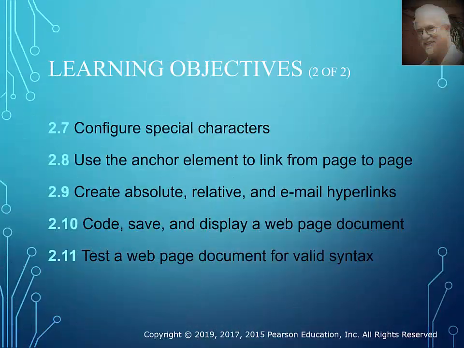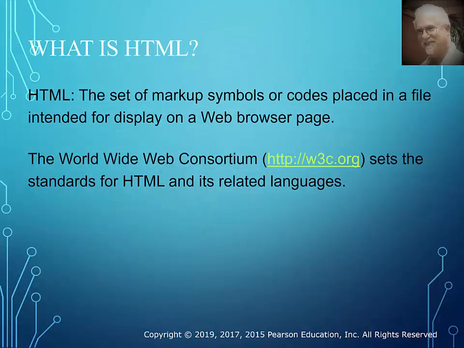This is going to be the first of the two lectures on the coding chapter. Most coding chapters will have two parts. In this case, we'll look at special characters, anchor elements, absolute and relative hyperlinks, really important, how to code, save, and display, and test a web page. Okay, let's take a look.